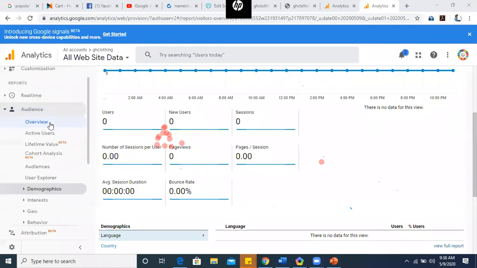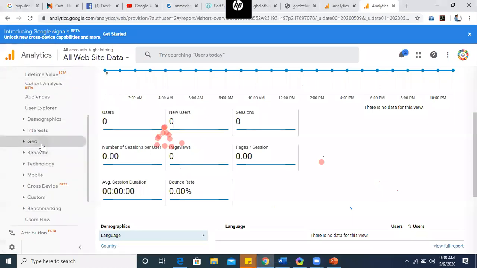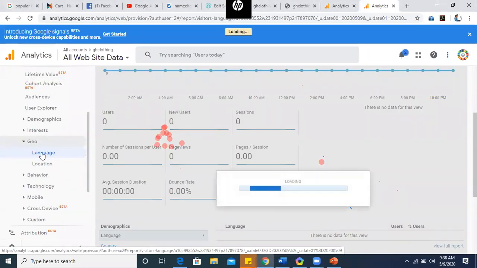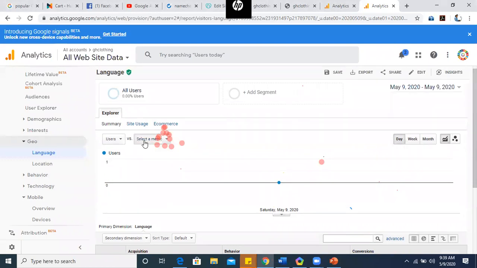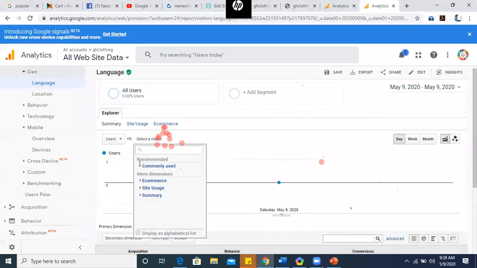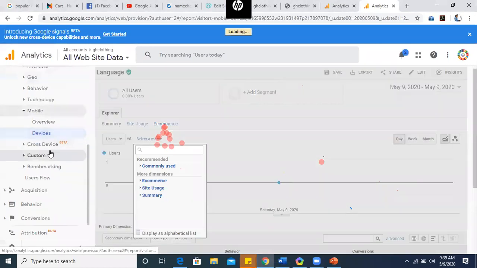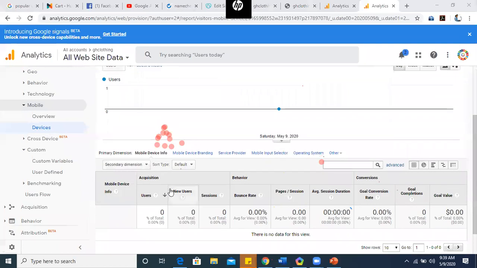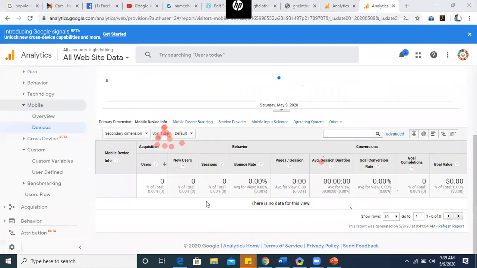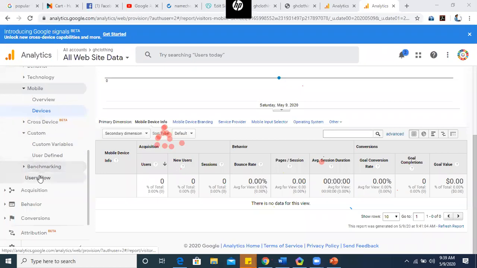The rest, I will just walk you through, otherwise I will waste all my time here. I have a lot of things to talk about. I'll talk about geography, and the language people are using to visit the website. Here the primary language is English. We also talk about the mobile devices people are using. If they are using an Android device, an iPhone, or whatever, you have them here. Then let me talk about benchmarking. Okay, let's talk about acquisition.